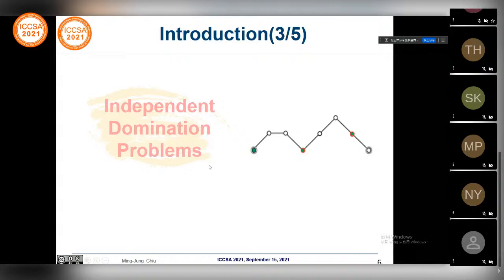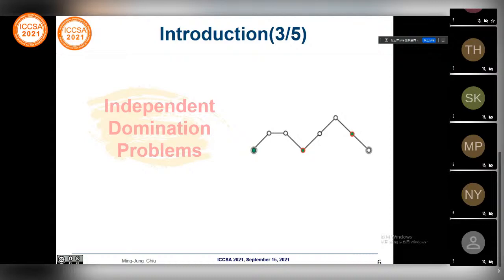And about the independent domination problems. It is based on the domination problem with the condition that the dominating vertices must be independent. It means no two dominating vertices can be neighbors.